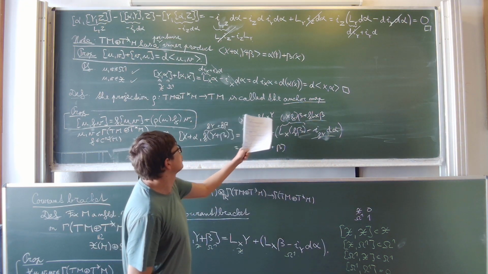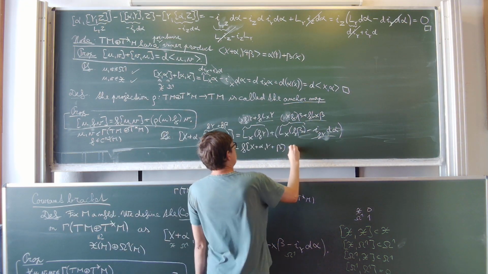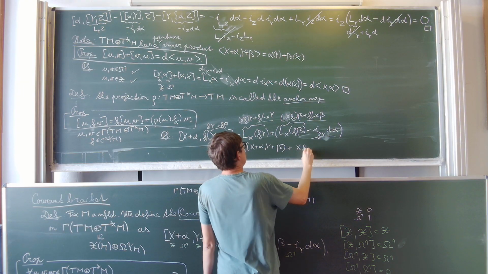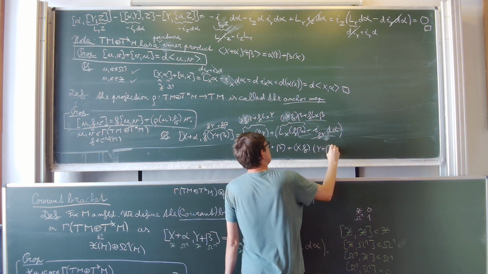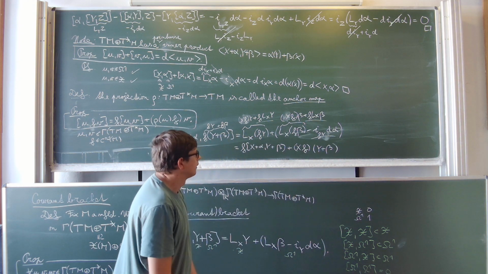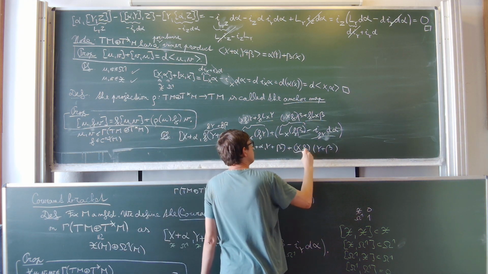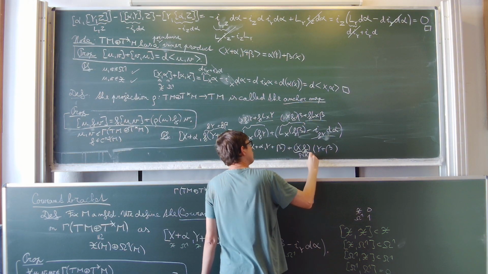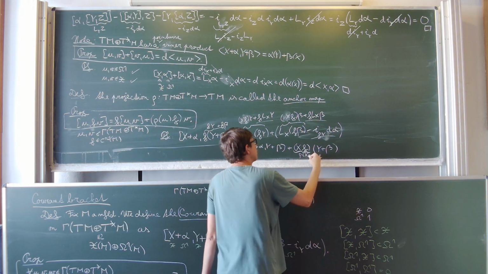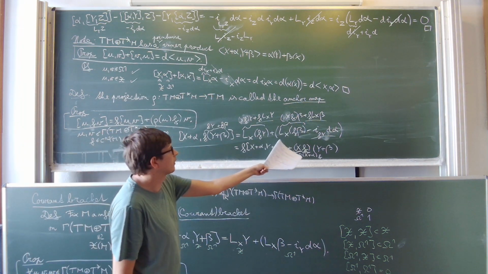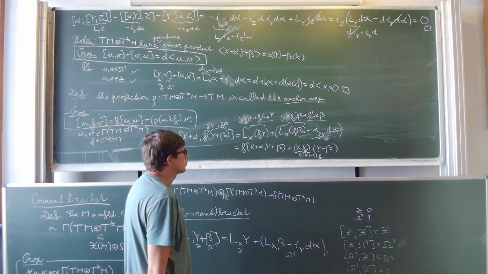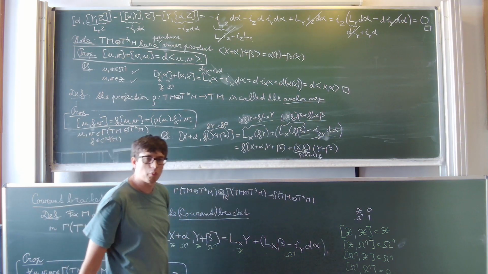And what is left is these two terms, where I have X on f multiplying y plus beta. But X on f is precisely rho of X plus alpha on f, because rho just kills the one-form part. It just keeps the vector. So that gives the thing that we wanted.